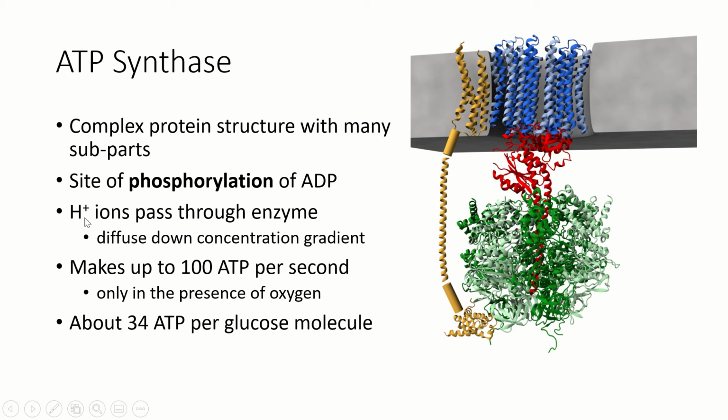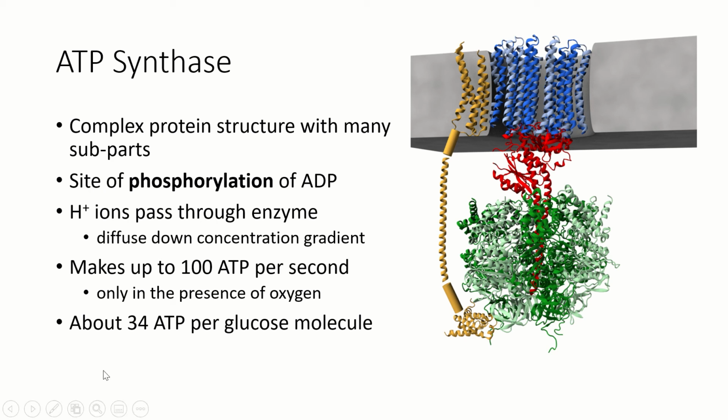The hydrogen ions are diffusing down the concentration gradient. They're producing kinetic energy, and they're doing it fast enough that this can make 100 ATP per second in the best environment. And for every glucose molecule that gets used in glycolysis, we're going to produce about 34 ATP. It's actually a range depending on conditions, somewhere between like 28 and 38. So just 30 something is all you would need to know.